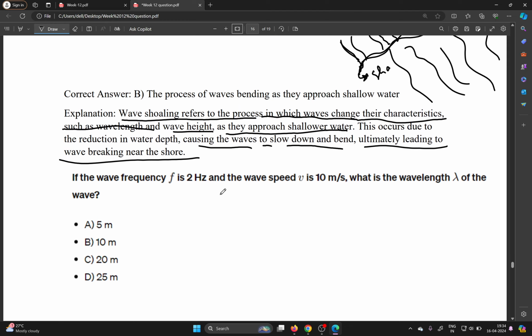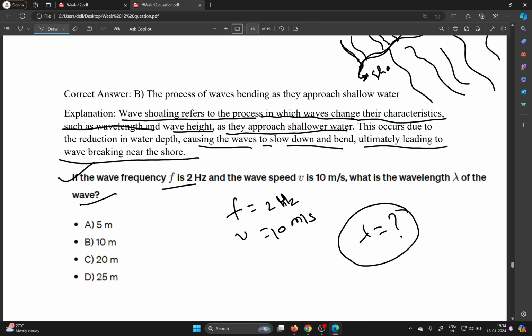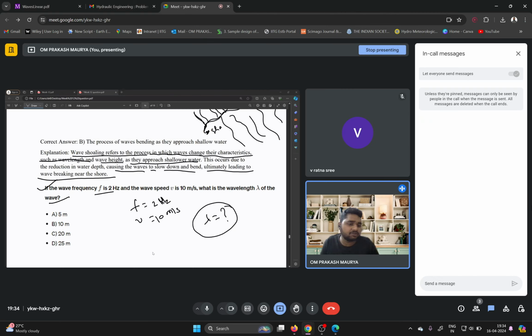So one question is very important. If the wave frequency is 2 hertz, f is equal to 2 hertz, and the speed is also given as 10 meters per second, what is the wavelength of the wave? Lambda you need to calculate. Previously I have shown the formula also. If you want to give the answer within 2-3 minutes, please try. Very easy question.